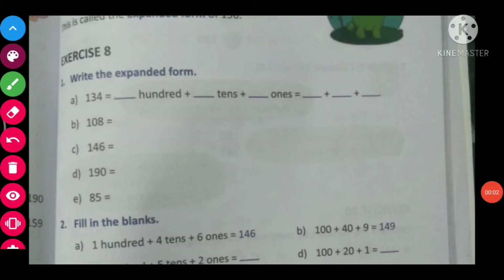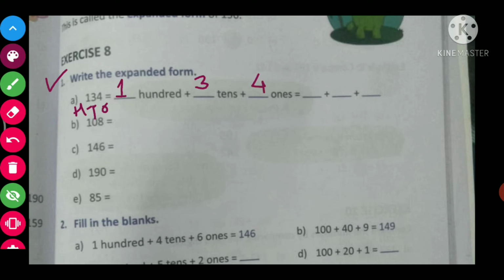Okay students, now see question number 1 from exercise 8. Here you have to write the number in expanded form. Before we write any number in expanded form, we will find out the place value of each digit. This one is ones, tens, and this one will be hundreds. In the hundreds place 1 is there, so we'll write 1 here. In the tens place 3 is there, and in the ones place 4 is there.